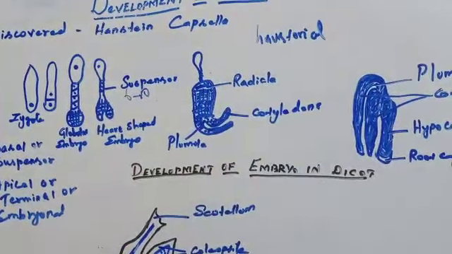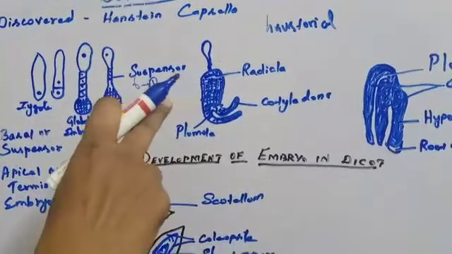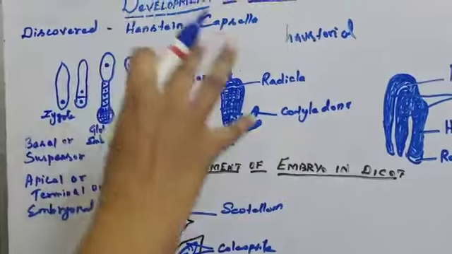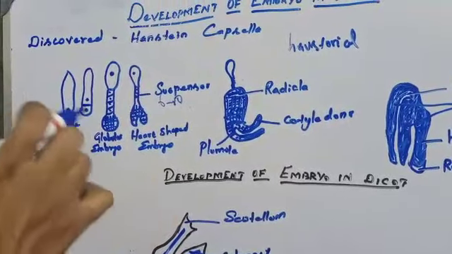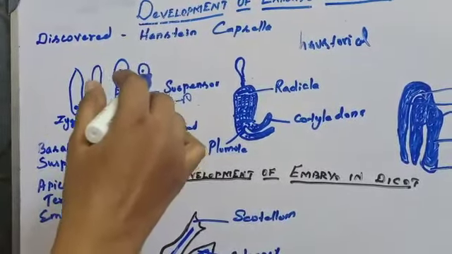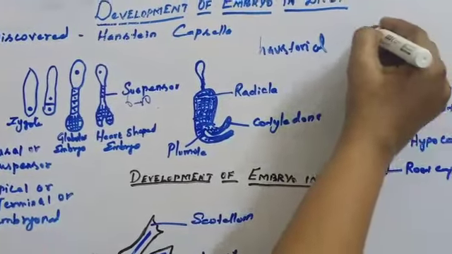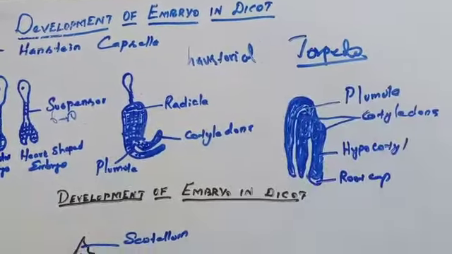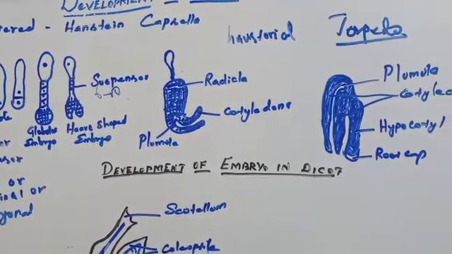Then the micropylar cell or the suspensor cell swells up, and the cell of the suspensor is also known as the haustorial cell. See, in Capsella, what is the position of the ovule? It is curved, so the embryo also becomes curved. This curved position is called torpedo. That is the mature embryo.